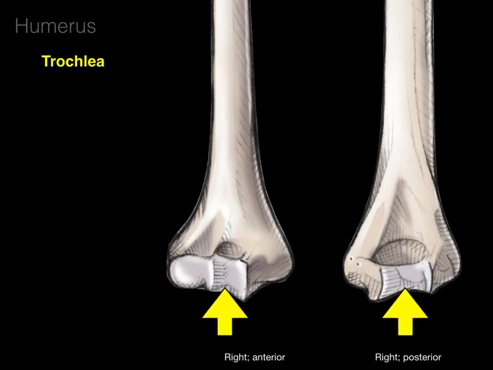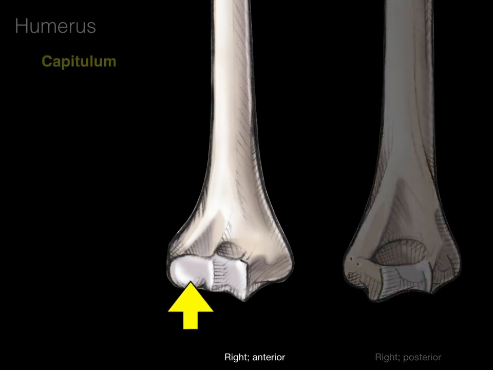Our trochlea, the word trochlea means pulley, is one of the articular surfaces for our hinge joint that articulates with the olecranon fossa of the ulna. And then laterally there's the capitulum. It gets its name because it looks like a head. That's what articulates with the head of the radius.